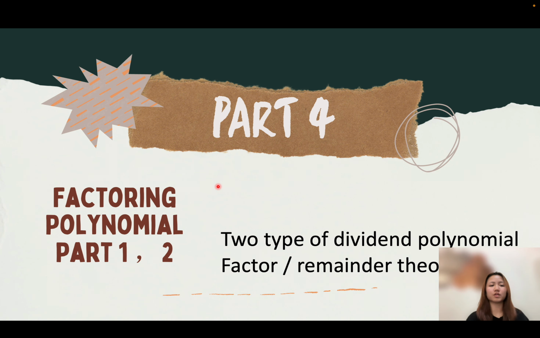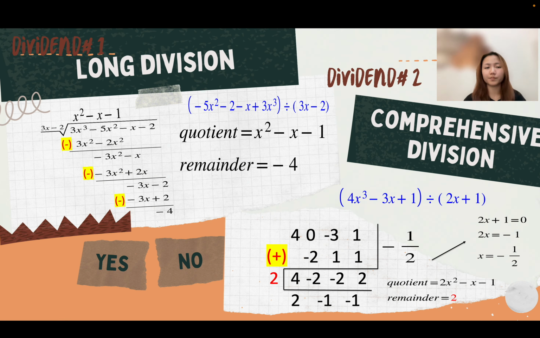Part 4, we are going to talk about factoring polynomials part 1 and part 2. They have two types: dividing polynomials, and factor and remainder theorem. First, the one we always use is long division, but there is also another one, synthetic division. Long division means here is negative, synthetic means here is plus. So this one is the question, and then you find out, is there a quotient, is there a remainder?